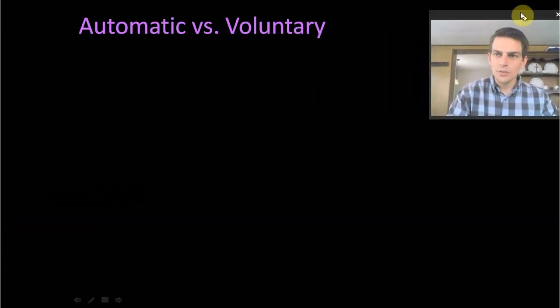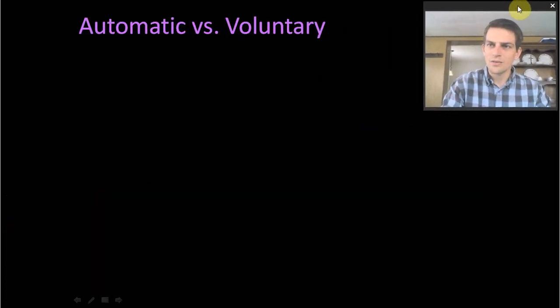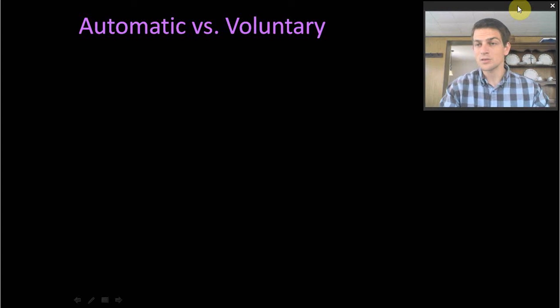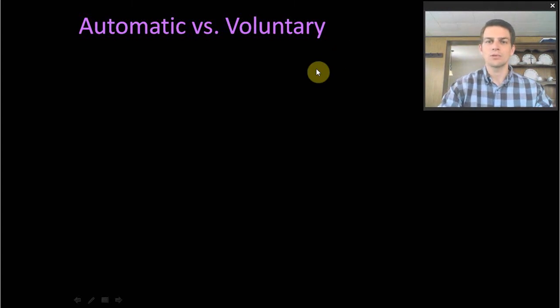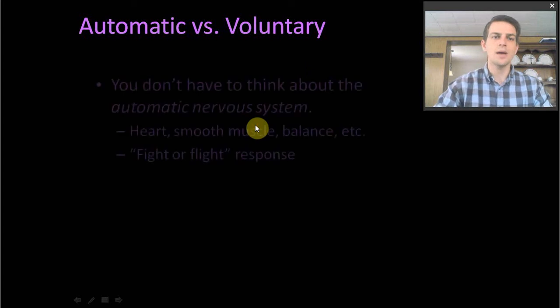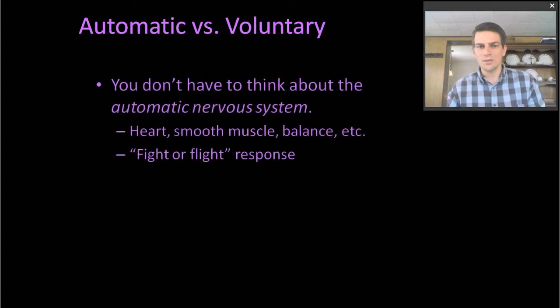Now, just like when we were talking about muscles, you have automatic versus voluntary muscle actions. It's the same thing with nerves. You have a voluntary portion of your nervous system, and you have an automatic portion of your nervous system. The automatic portion is the part that you don't have to think about. Like your heart continues to pump on its own, and your brain is actually controlling the heart rate. You don't have to think about sending that signal to your heart.